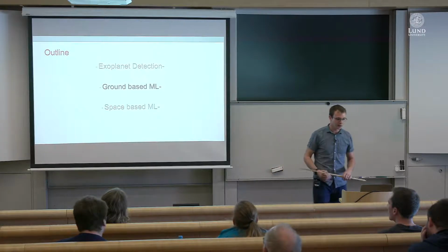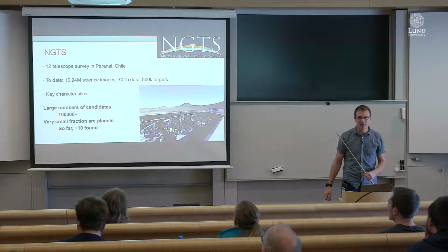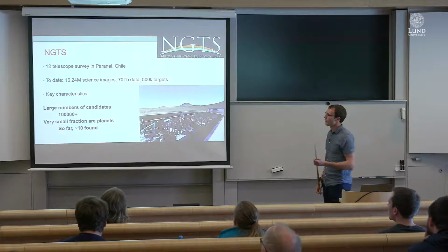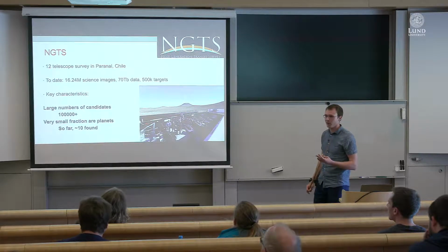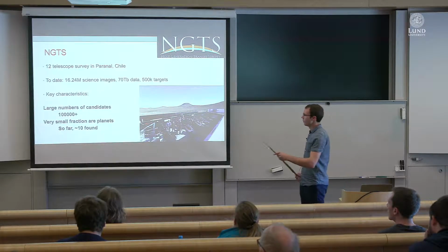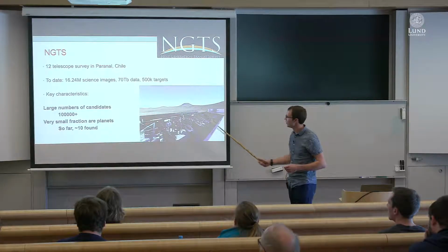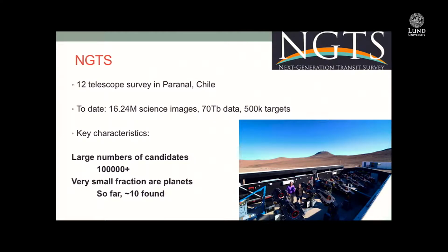The first one is with an instrument based on the ground, called NGTS, that we run from Warwick. Now, this is a 12-telescope survey, sited in Paranal in Chile. I think that's the VLT up on the hill, if anyone's interested. To date, it's taken about 60 million images. We've got many tens of terabytes of data, many, many targets, about 500,000.